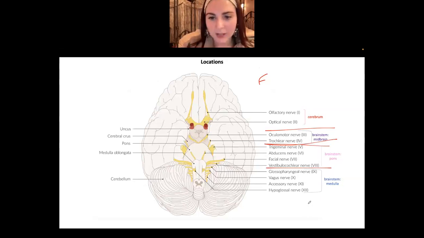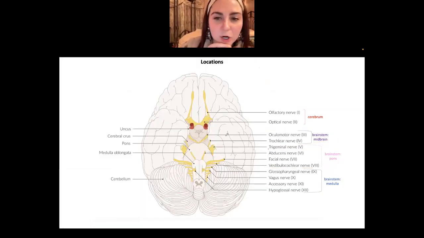So 9, 10, 11, and 12, glossopharyngeal, vagus, accessory, and hypoglossal, are all part of the medulla. This is why they say to break it up into fours, because they do go in order, which is really nice. I forget if you guys will have questions in terms of them pointing to this nerve.